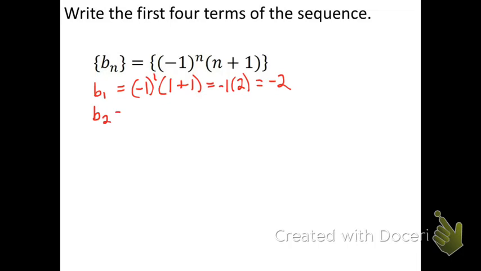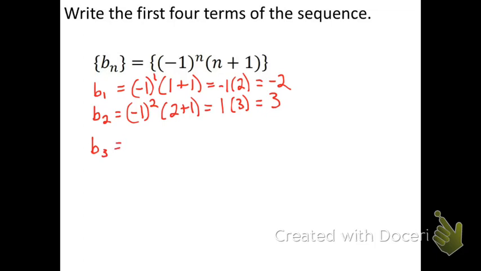How about our second term, b sub 2? So plug in 2 for n. We have negative 1 to the second power times 2 plus 1. Negative 1 to the second power is positive 1, and 2 plus 1 is 3, and 1 times 3 is 3. So we're just plugging in the term number for n and then simplifying as far as we can. So let's find 2 more terms.